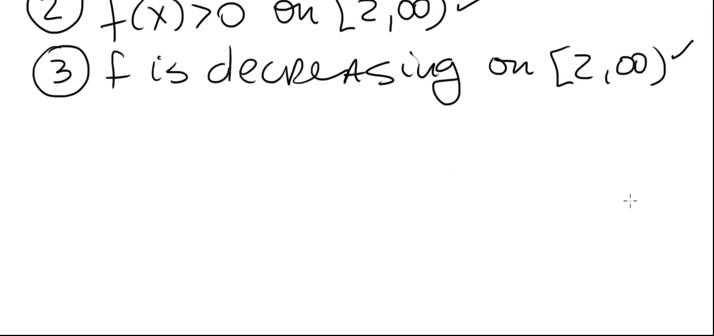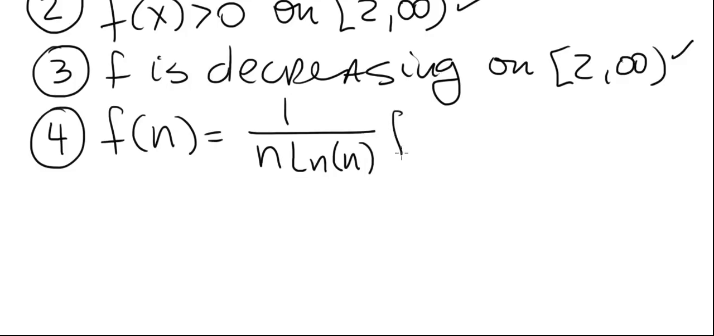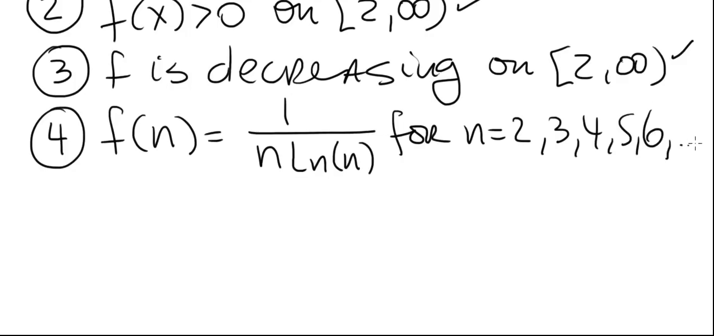And then condition 4 is already met because if we plug in n into the function where n represents a positive integer greater than or equal to 2, we get the nth term of our series, 1 divided by n times the natural log of n. So this is true for n equals 2 or 3 or 4 or 5 or 6 and so on.